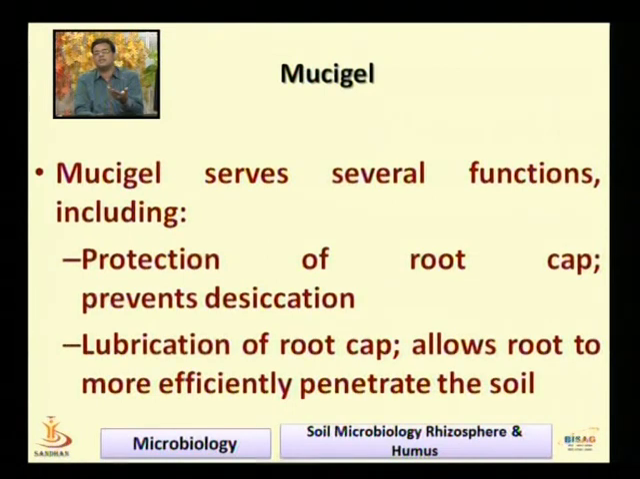It also serves as a lubricant for the root cap, and it allows the root cap to penetrate the soil more efficiently. Otherwise, it may sometimes cause mechanical injuries in the root cells, and ultimately it may cause infections, and then the root cap or root cells may also die if such lubricants are not found on the cap of the root.